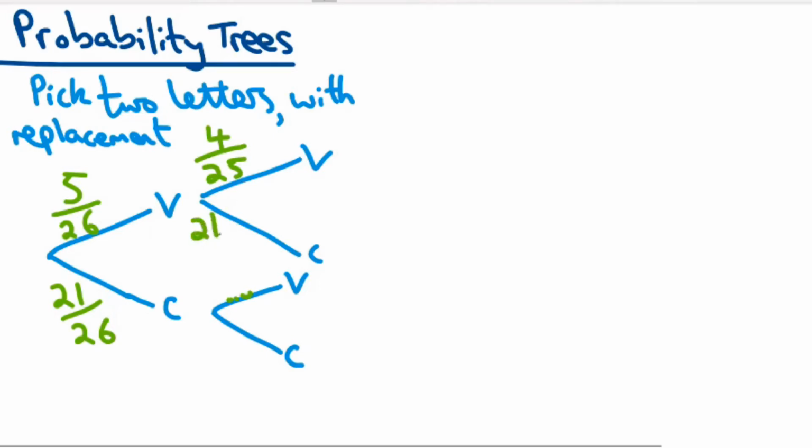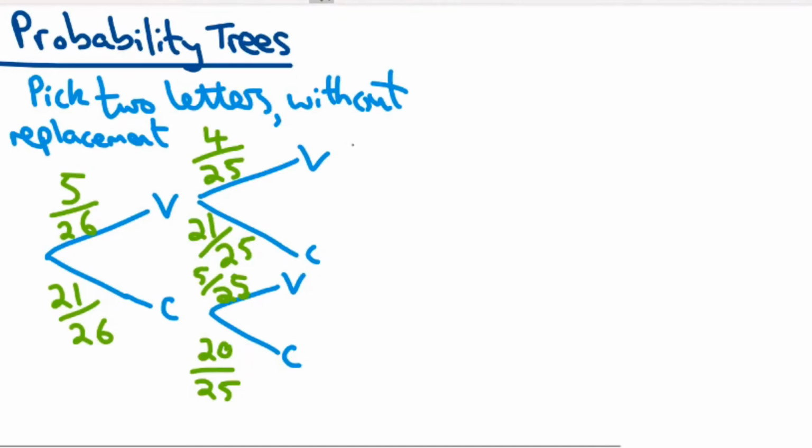Consonants, there's still 21 consonants, but now again, it's out of 25. For the vowels down here, though, if you took a consonant first, there's still going to be 5, but that's now again out of 25. And then down here, consonant will have 20 over 25. So this was for without replacement.